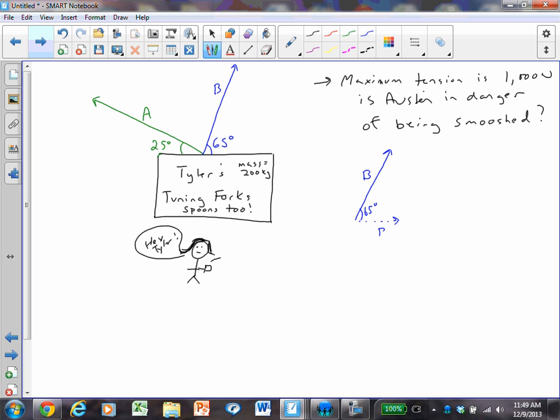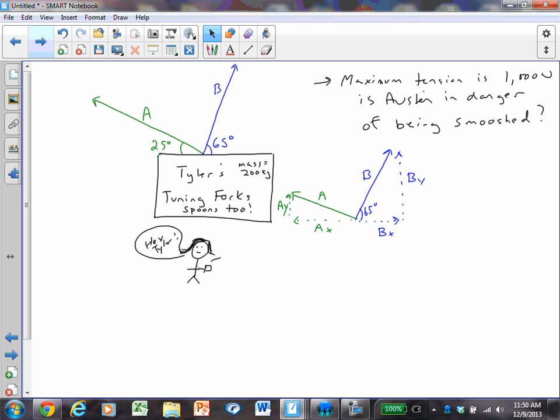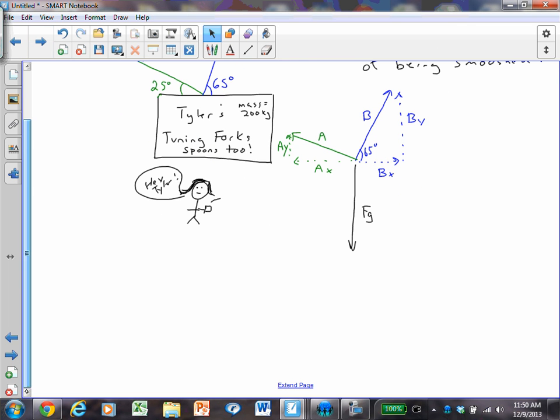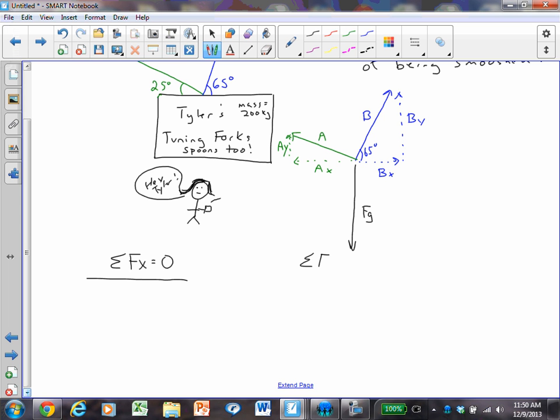Bx, By, Ax, not drawn to scale, obviously. Ay, and then Fg down. Now, in this case, we'll sum the forces in the x and the y. And we'll keep it in equilibrium. So the sum of the forces in the x is just Ax equals Bx. And what do we have in the y?